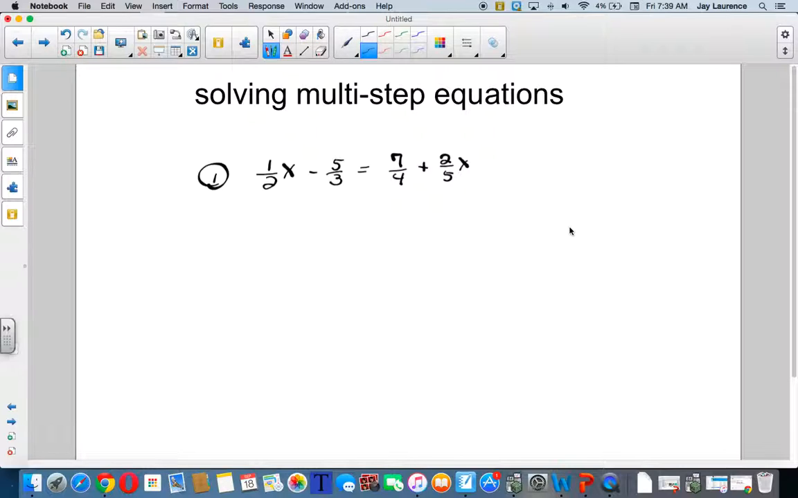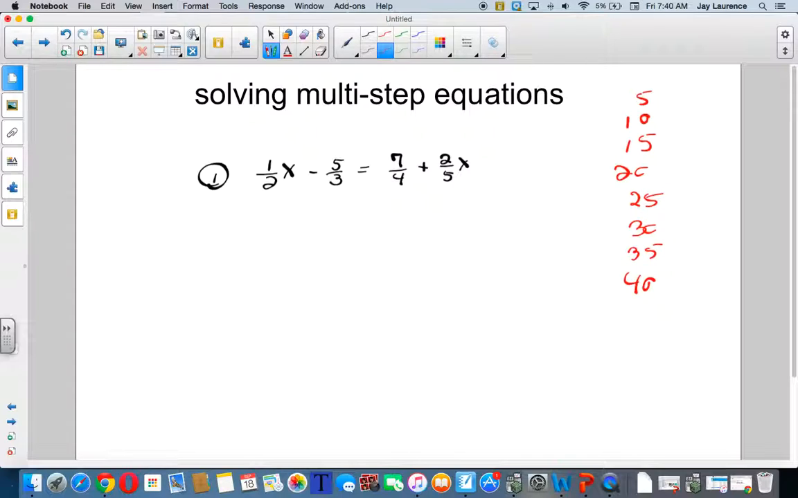Now, there's two things going on in this problem. One, there's a whole bunch of fractions. Well, I'm going to multiply to get rid of my denominators. I've got to find the smallest number that 2, 3, 4, and 5 go into. So I'm going to count by 5s: 5, 10, 15, 20, 25, 30, 35, 40.